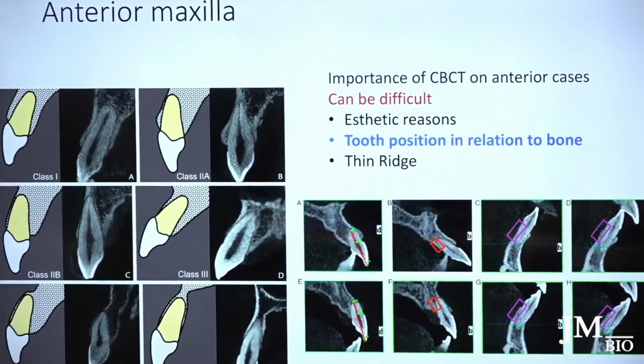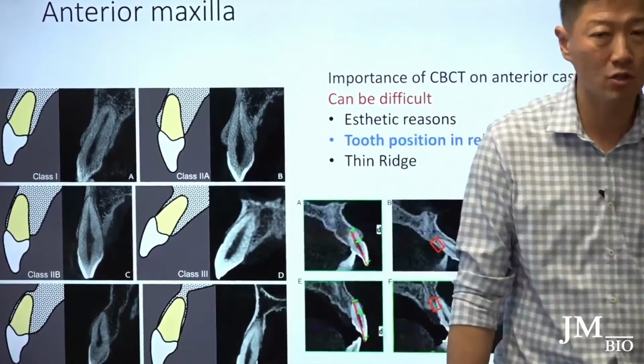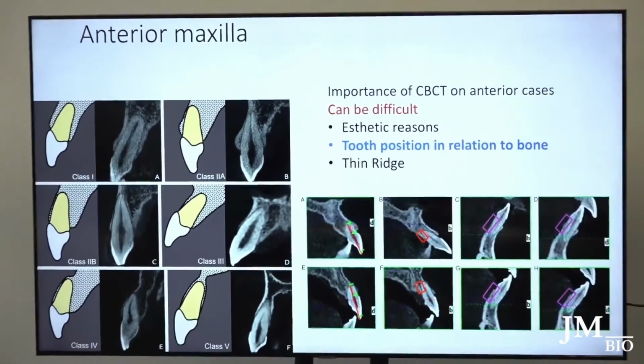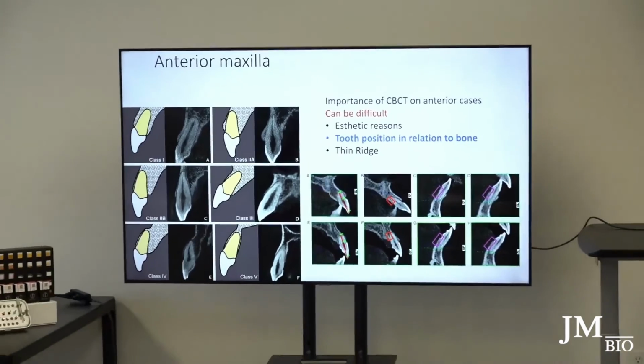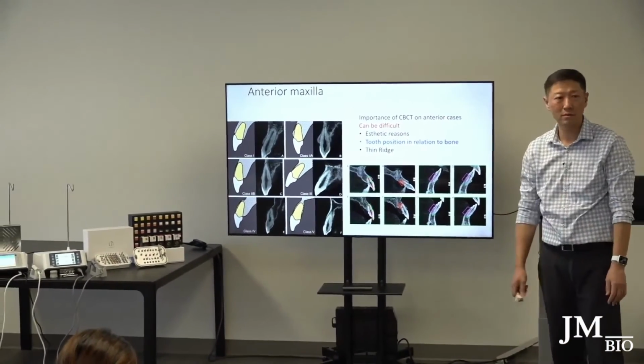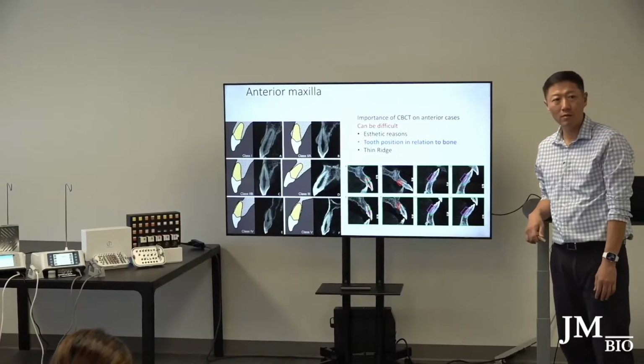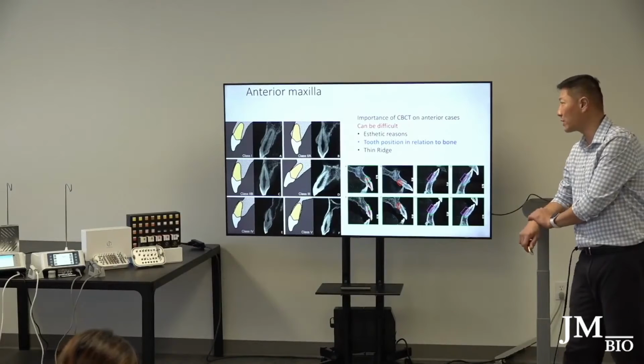Sometimes, past the apex, there's no bone. This is a super classic phenomenon on the lower jaw too. It happens so much in the lower anterior mandible. When you look at the CBCT, you have the tooth and then there's nothing. There's no bone, just a very thin ridge. That makes it super difficult and much more challenging.